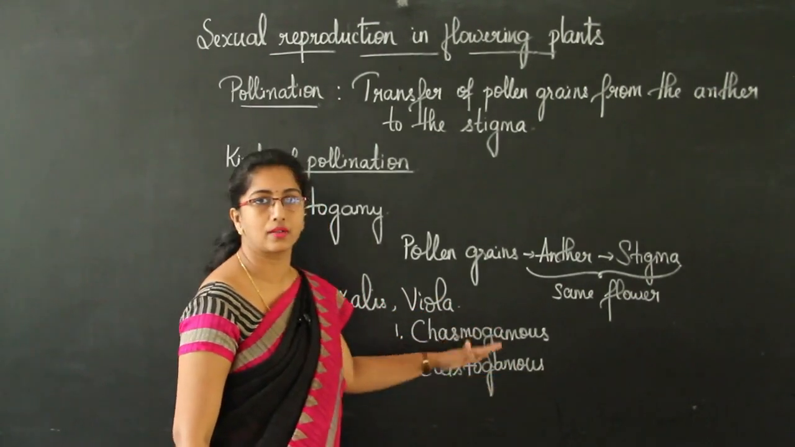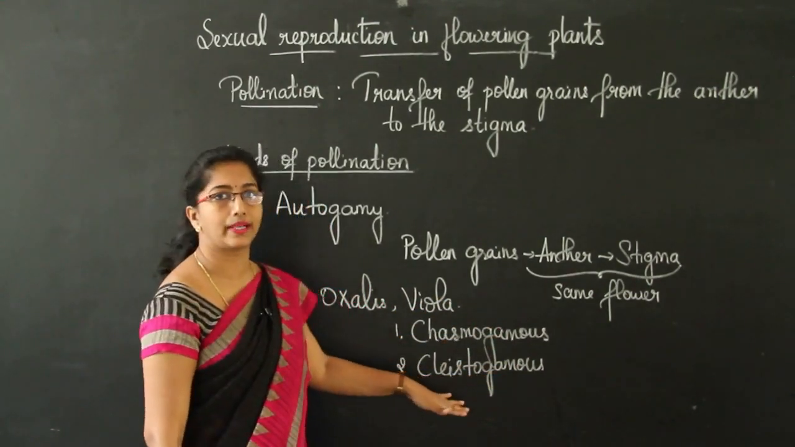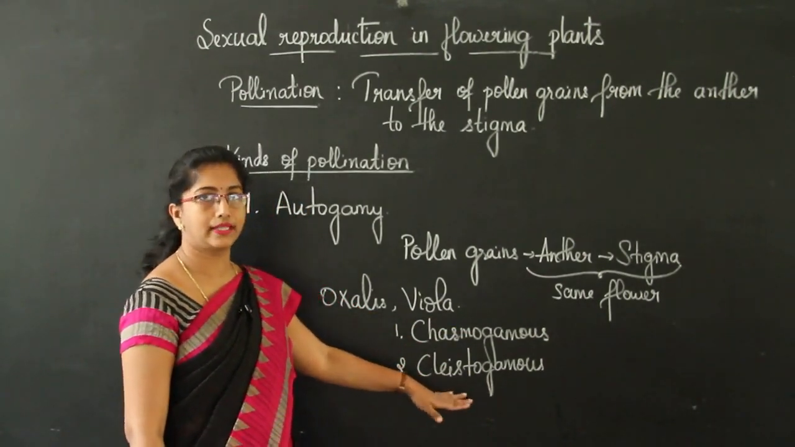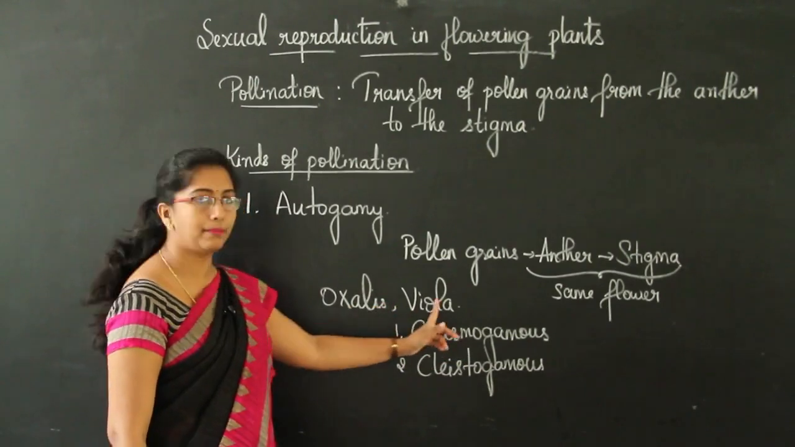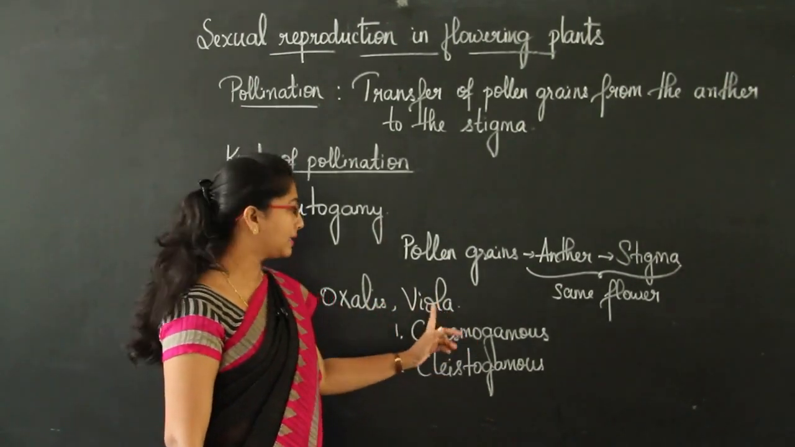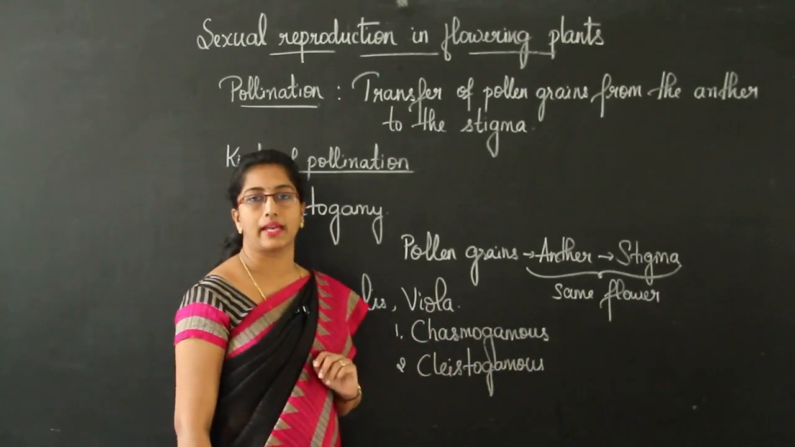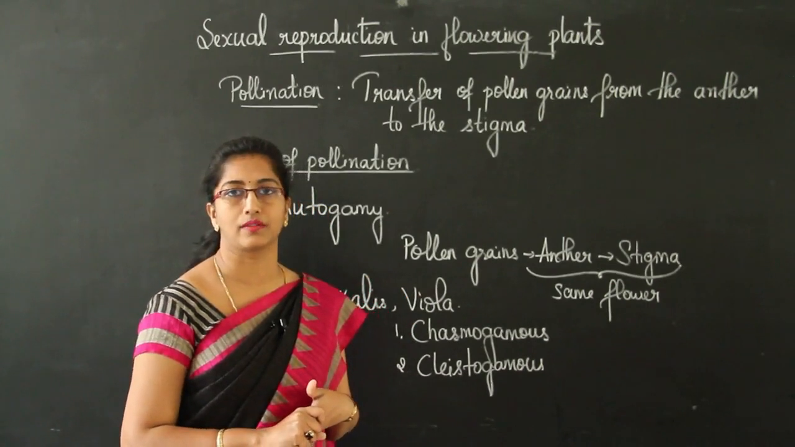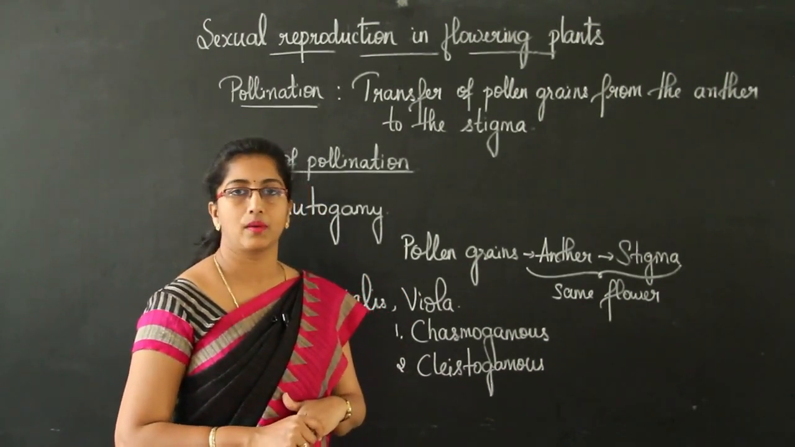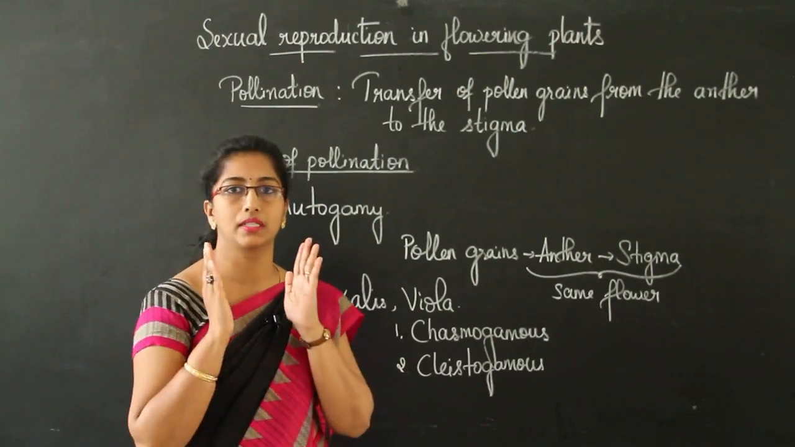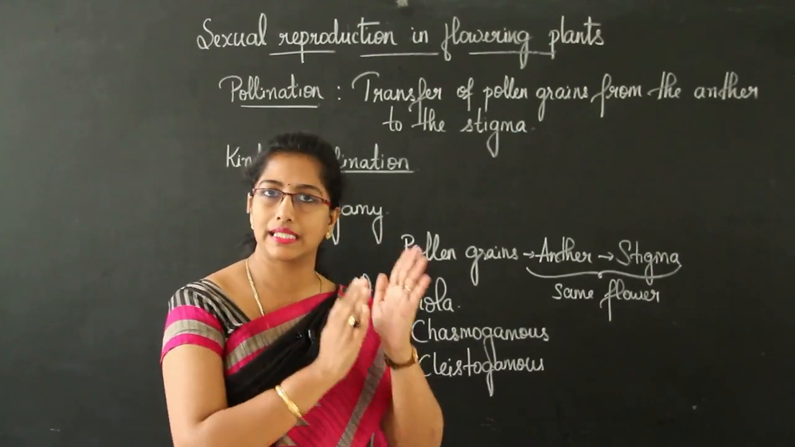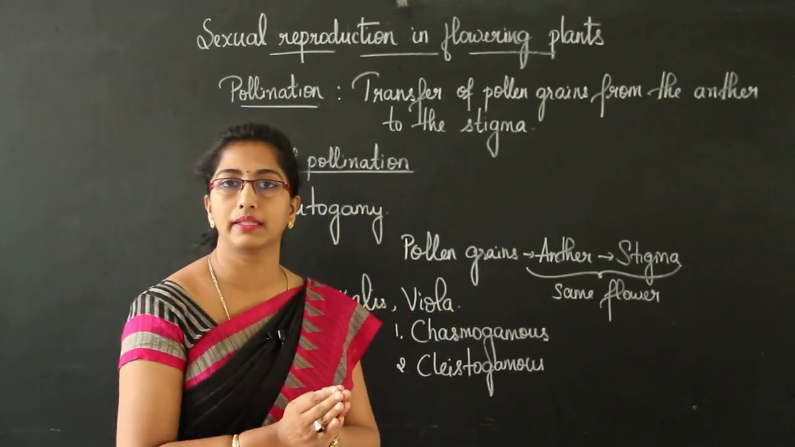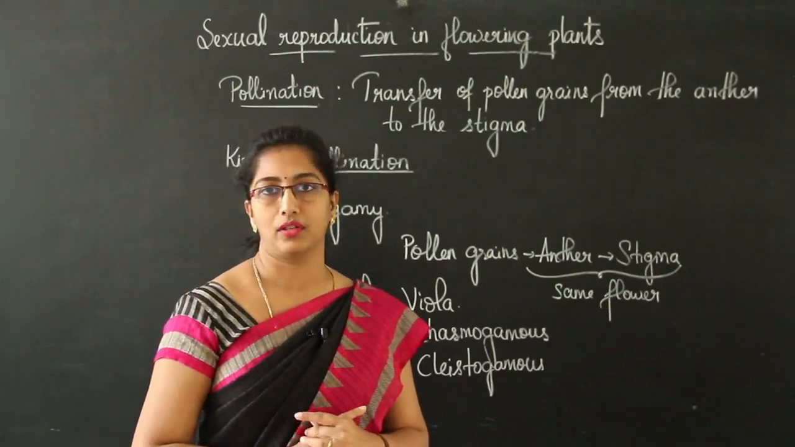So about these flowers, maybe for 2 marks you may get a question, what are chasmogamous flower and what are cleistogamous flower. Then you need to give the examples and say what is chasmogamous flower and cleistogamous flower. So this is about the first type of pollination we studied, autogamy, which is a complete self-pollination. Pollen grains from the anther to the stigma, the transfer happens within the same flower. So in autogamy, remember that there is only one flower involved.